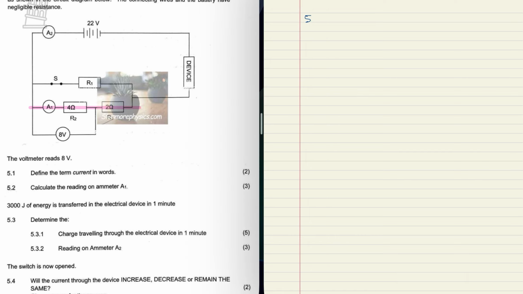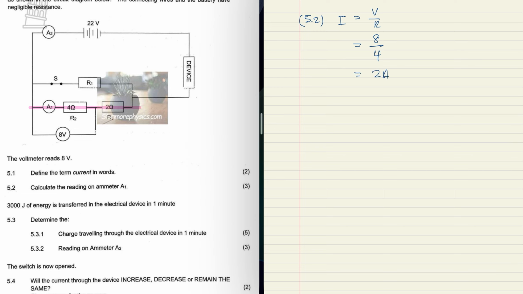So we can use the formula I is equal to V over R. So what is the voltage for the 4 ohm resistor? Well, they tell us it's 8. And what is the resistance of the 4 ohm resistor? It's 4. So the current going through that branch is going to be 2 amperes.